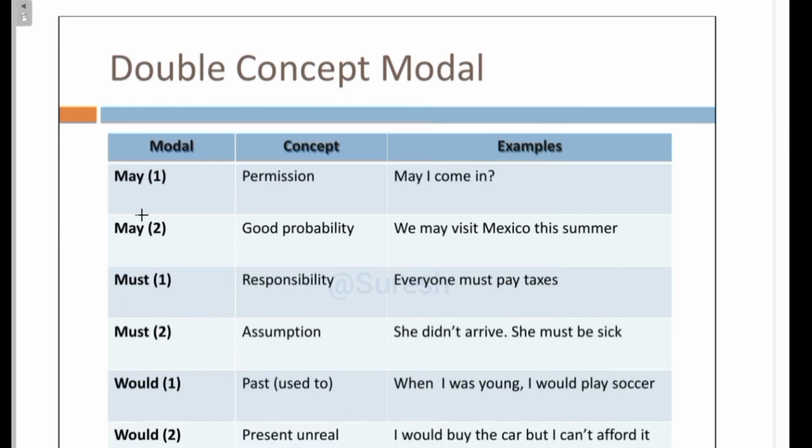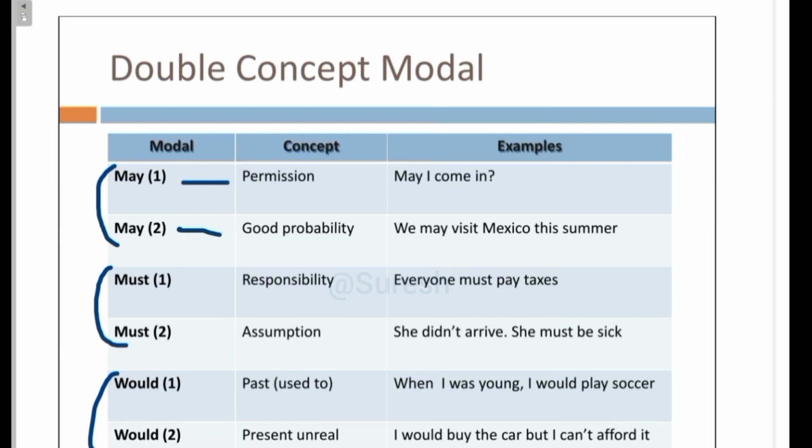Now coming to double concept. See, for double concept, I have mentioned 1, 2, 1, 2, 1, 2 like that. I took 3 modals that can be used in two ways: may 1 2, must 1 2, would 1 2. What does that mean? May, must, would can be used in 2 different situations. So according to the situation, the meaning is understood, and the concept is also given very clearly there, right?